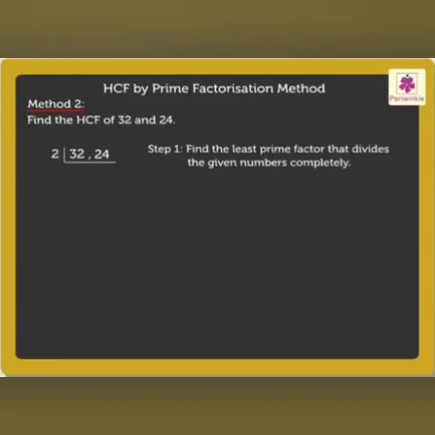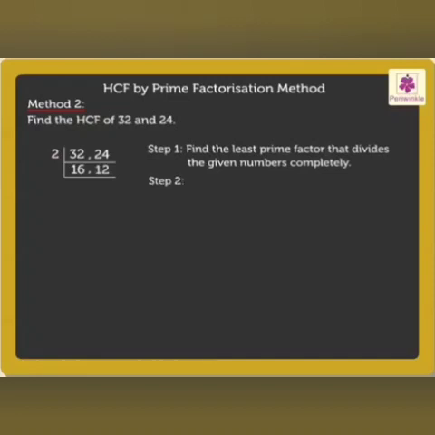As the numbers 32 and 24 are even numbers, they are divisible by 2. So, 32 divided by 2, we get 16. And 24 divided by 2 is equal to 12.